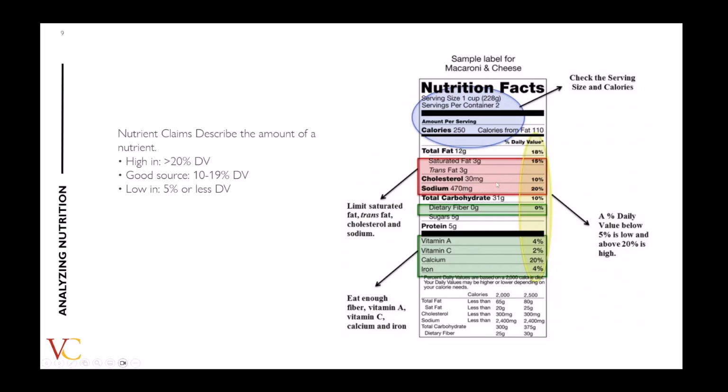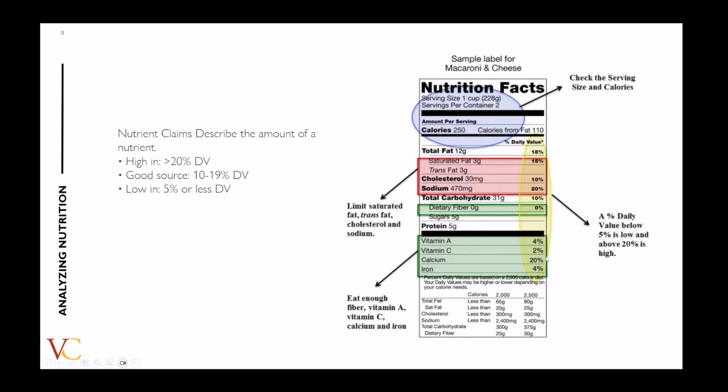In the graphic of the food label, you can see the red highlighted nutrients that you should limit and the green highlighted nutrients you should get enough of. On the graphic, we see that one serving of this macaroni and cheese has 20% of the daily value for sodium. This means that it is high in sodium. Since we are supposed to limit sodium, having a high amount of sodium is a bad thing.